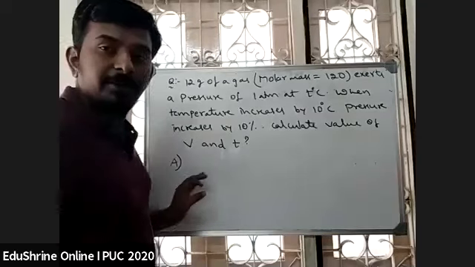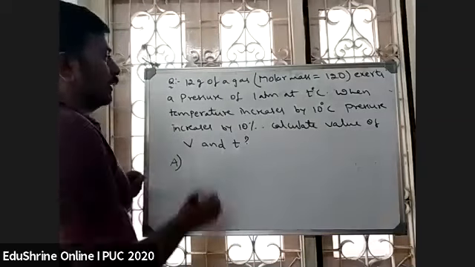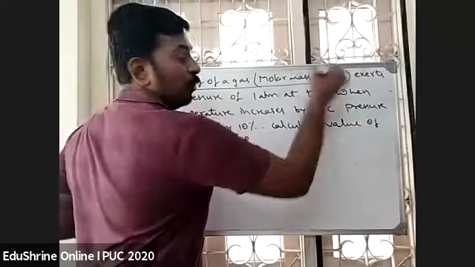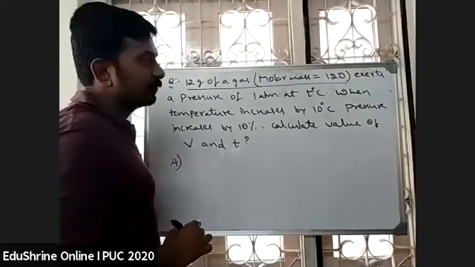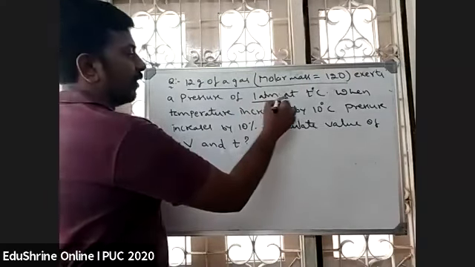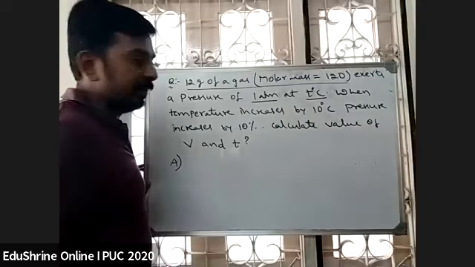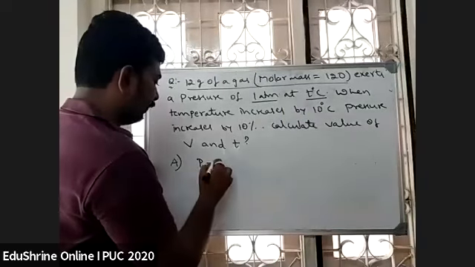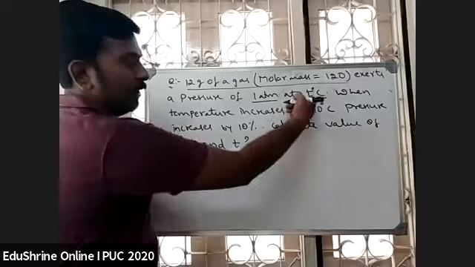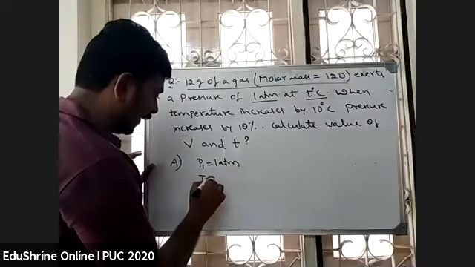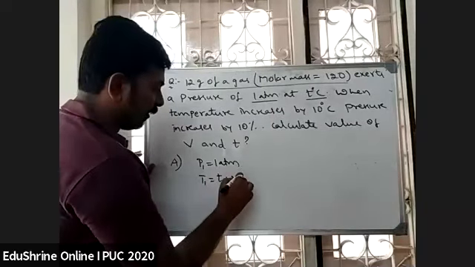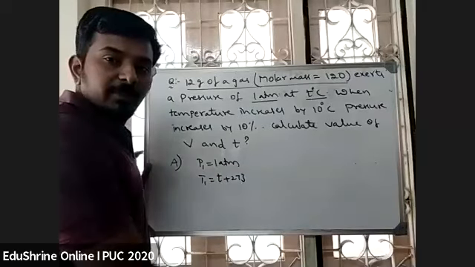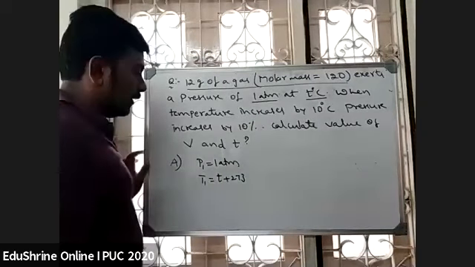So write down the information given. What is given? 12 grams of a gas. Molar mass of the gas is also given. It is exerting a pressure of 1 atm at T degrees centigrade. So pressure P1 is 1 atm. Temperature T degrees centigrade, I need to convert it into Kelvin. So it becomes T plus 273. Right. Next.